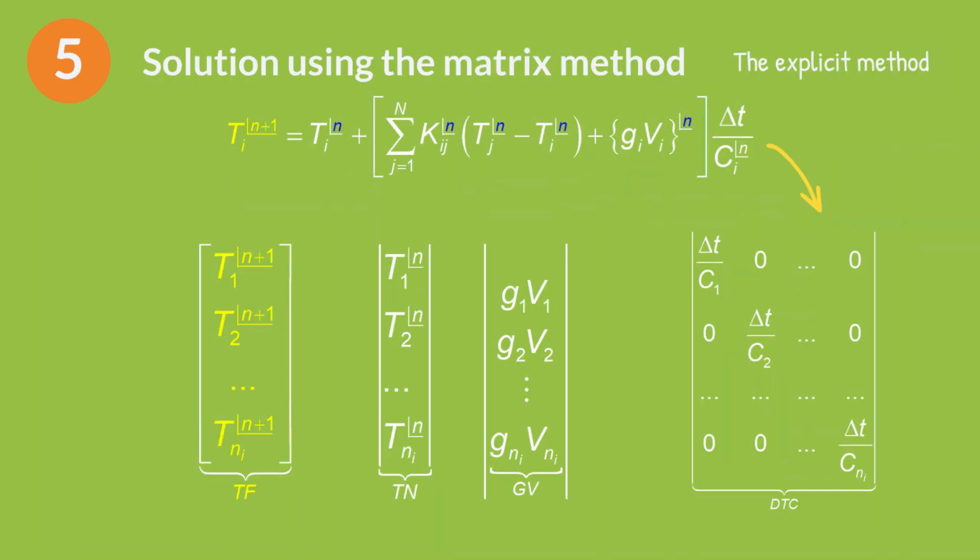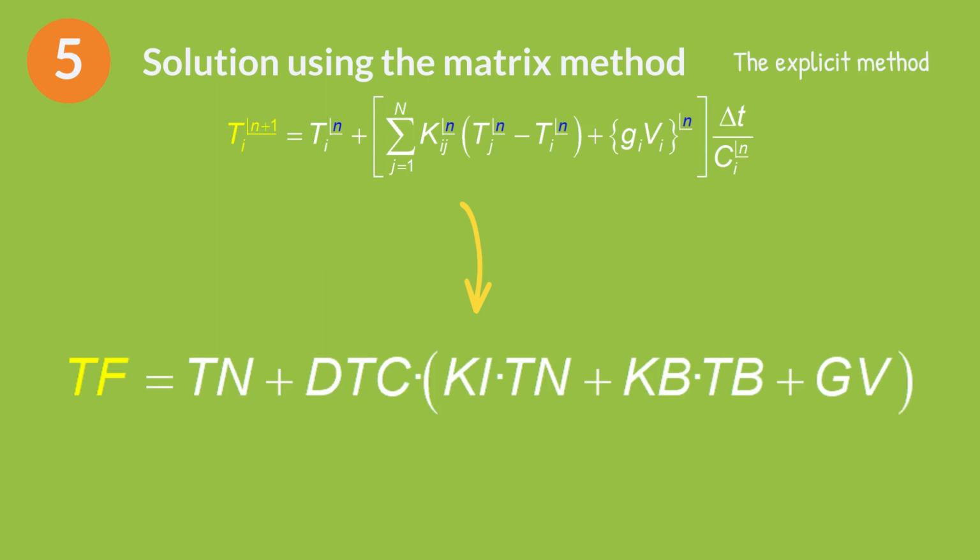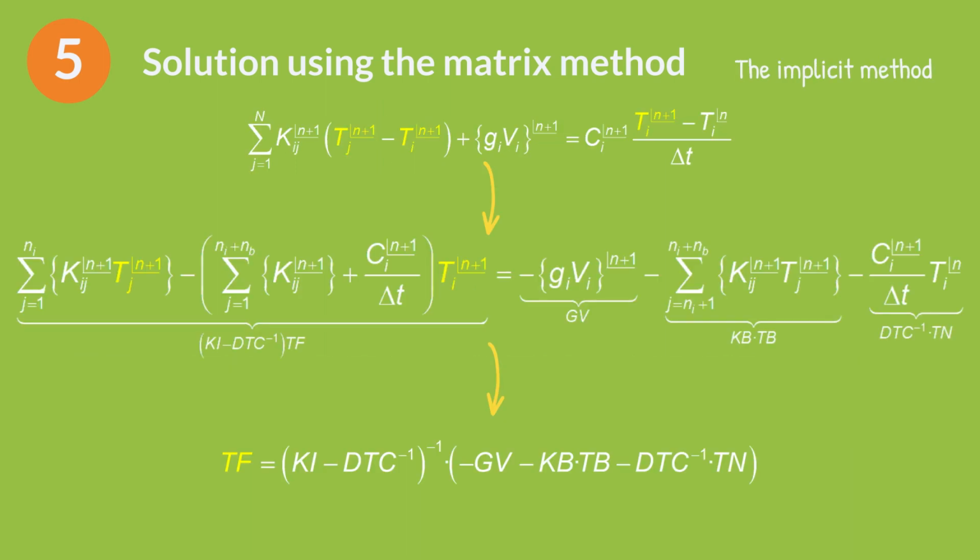Like the steady state, the transient regime can be solved using the matrix method. For the transient regime, it is needed to define the matrix dTc and two different vectors for temperature. This is the expression for the explicit method. For the implicit method, the expression is a little bit more complex. However, matrices and vectors are the same as for the explicit method.